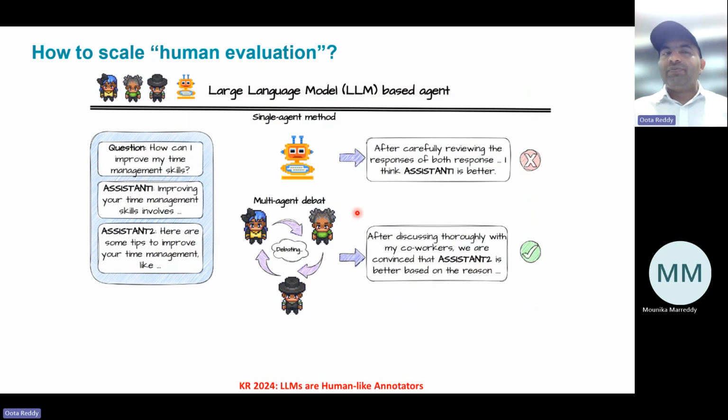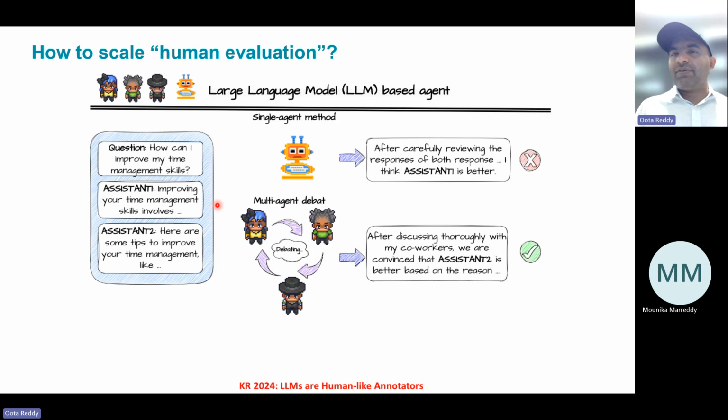Okay, so how to scale human evaluation? If we can use large language models as an agent, an LLM-based agent. Normally, this is what I discussed about Chatbot Arena, because suppose you have many responses and you want to evaluate those responses with humans, it is impossible, because the LLM is generating millions or billions of examples, and we need so many people to evaluate those responses.